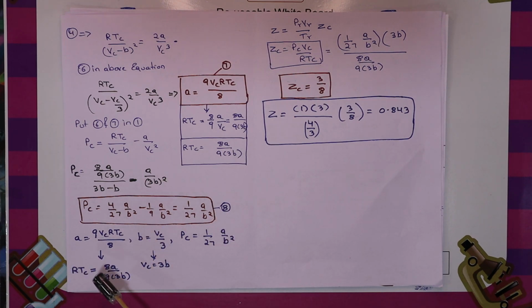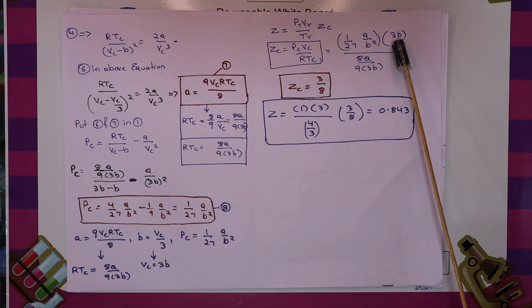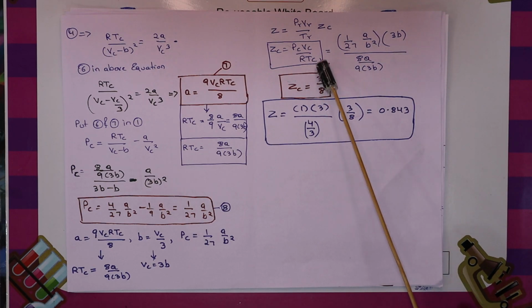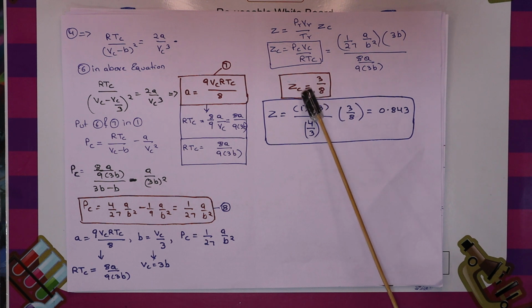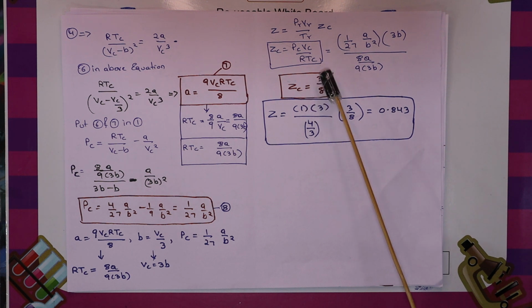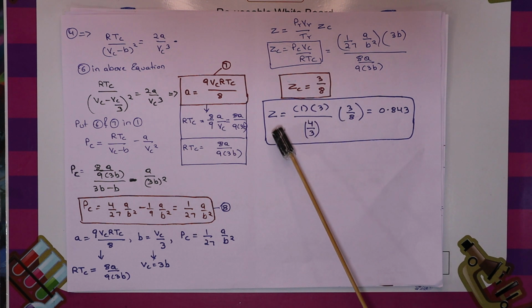Let us calculate what is Zc. Zc is nothing but Pc Vc by RTc. Now Pc is nothing but 1 by 27 into a by b square. Vc is nothing but 3 times b. RTc is nothing but 8 times a by 9 times 3b. If you substitute, you get the value of the critical compressibility factor, which is 3 by 8.